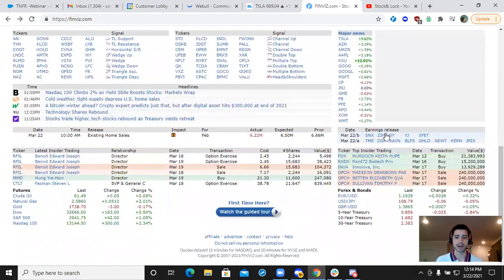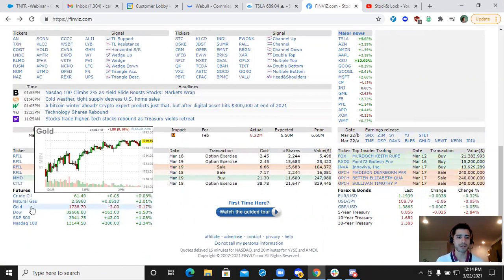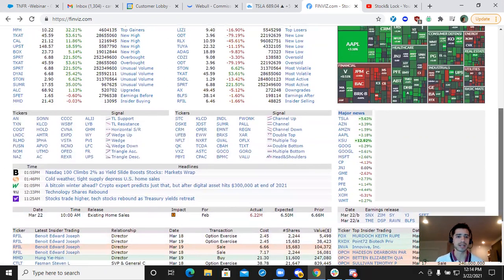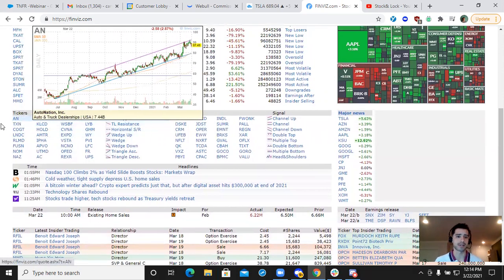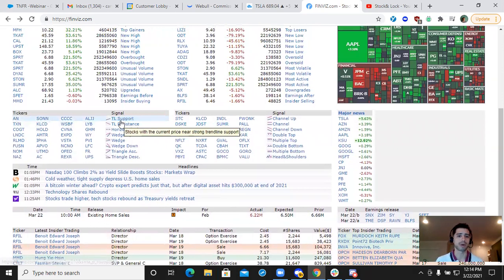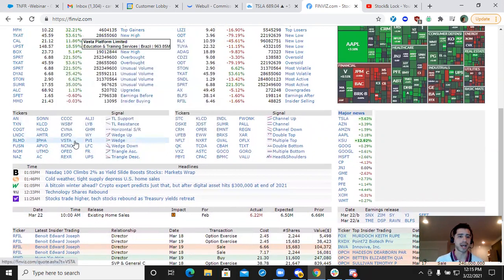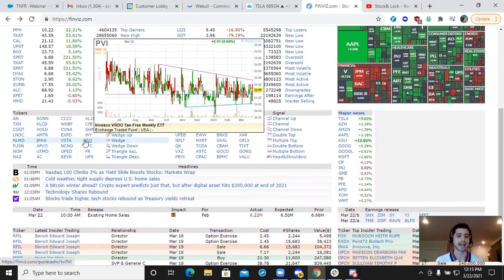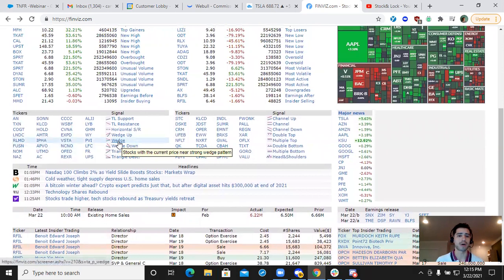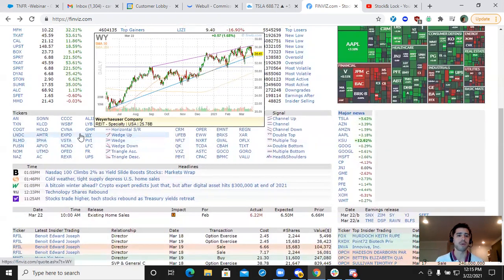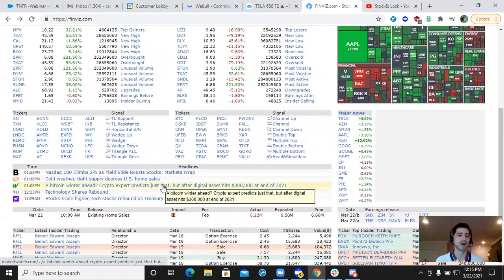Come down here, you can see earning releases, and you could even see some key top insider tradings down here as well. You could see futures, and in addition, you can see some key indicators or signals on these specific tickers. So there's trend line support for these four stocks. We can see that IPHA, VSTA, and PVI have a little wedge going on. We have a wedge up on WY, EXPD. So you can see these.